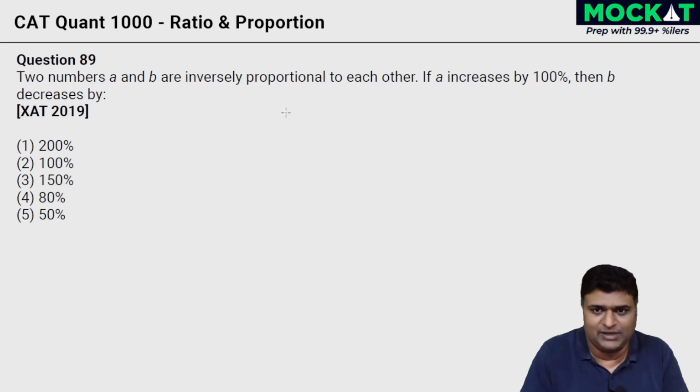A and B are inversely proportional. So A equals K by B. We've seen this in the ratio and proportions lesson, right? The proportion variation lesson. So K over here is a constant. So take B to the other side. A into B equals K.